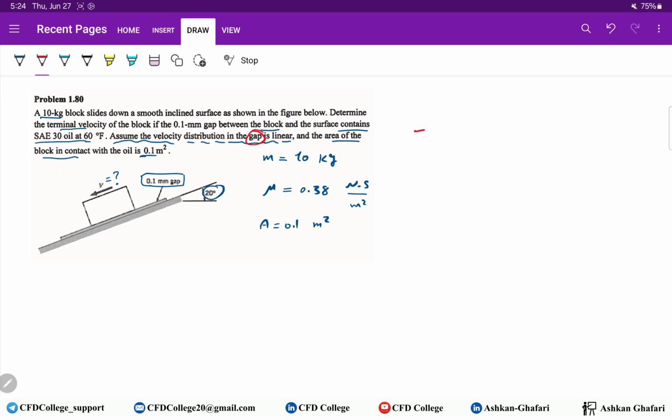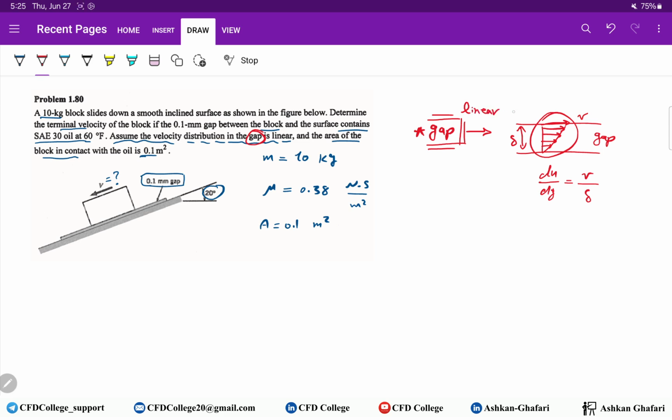So here we have gap. Gap is a key word in fluid mechanics 1. When you say this, it means that the velocity distribution in the gap is linear. So when you have gap, the velocity distribution should be linear. And in this case, you can find du over dy as the slope of this line. For example, if it's V and here we have delta, du over dy equals V divided by delta. So remember, gap means linear velocity profile.